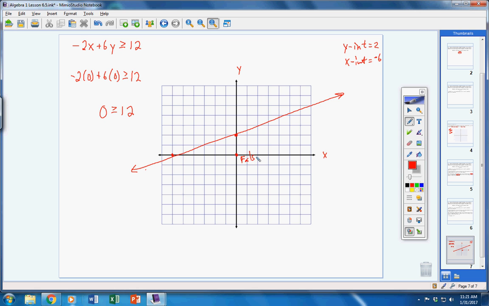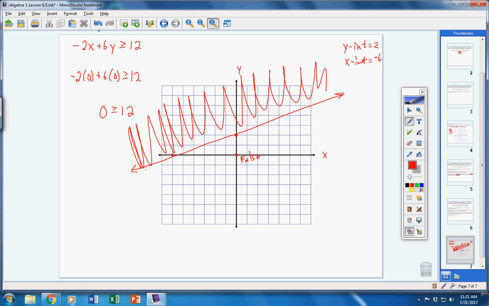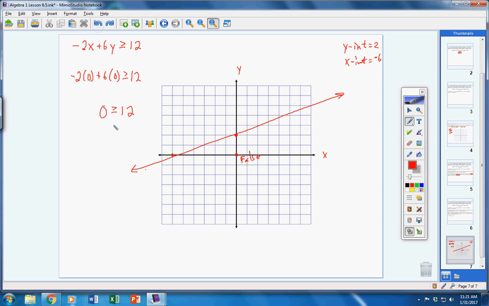It does not work. So if it doesn't work, why would you shade down here? The false point doesn't make any sense. You would shade where that point is not. So you would shade up here. Okay? Now, if this point had given you out a true statement, then you would shade where the point is, which is down here. But that did not happen. So your final answer is to shade up here.